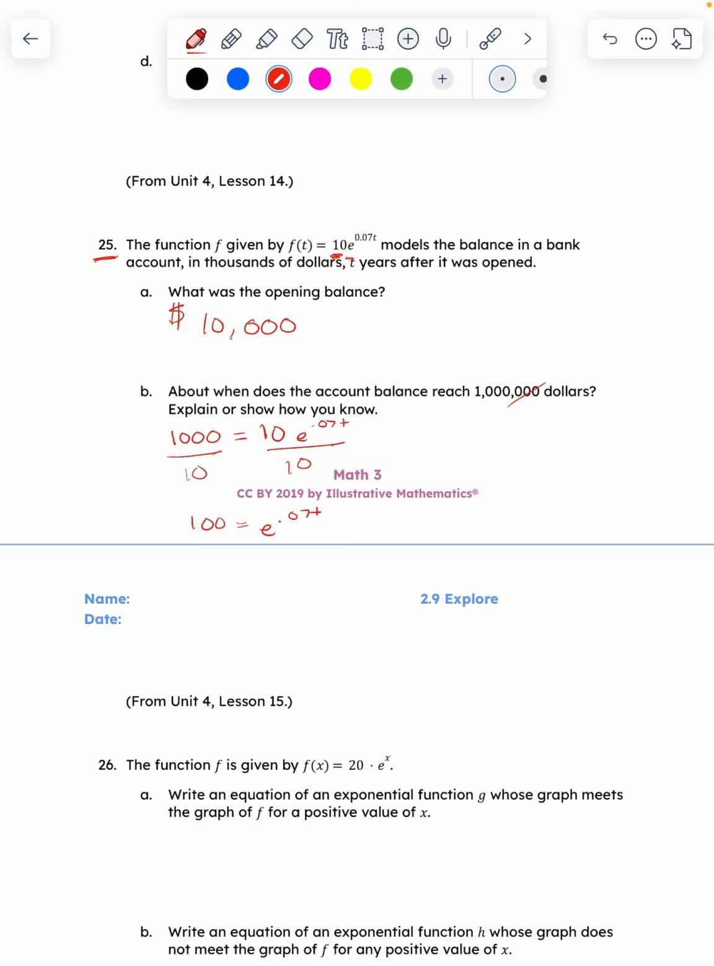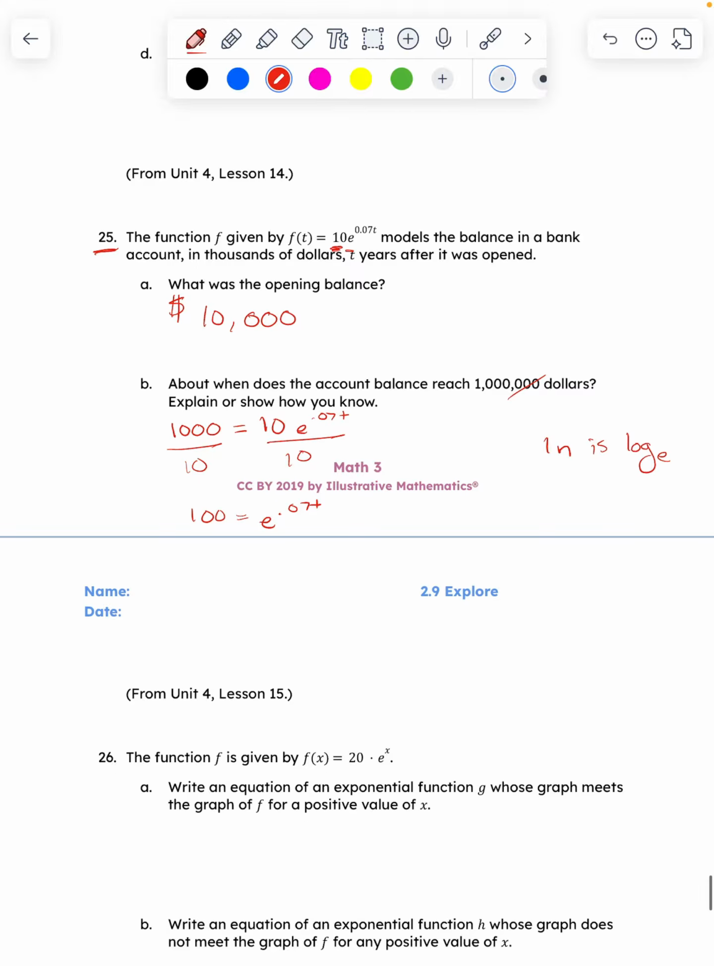Now I'm going to use my natural log because my natural log is my log with a base of e. And so I will say ln of 100 equals 0.07t. Divide both sides by 0.07 and plug it into a calculator. And I get t equals 65.788, etc. years.